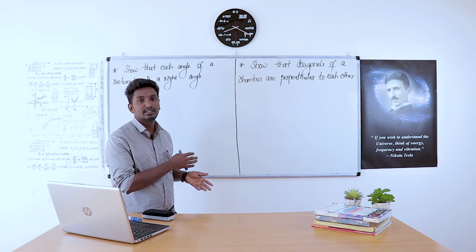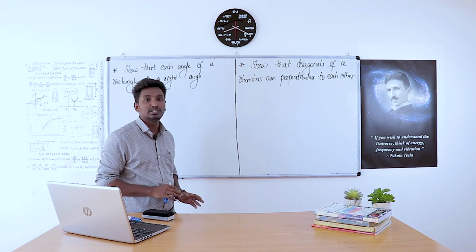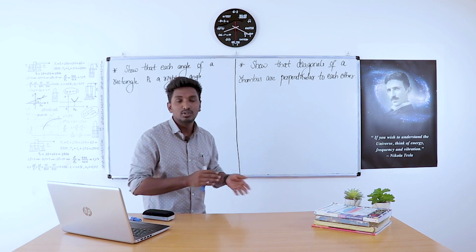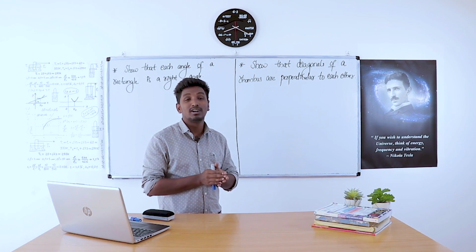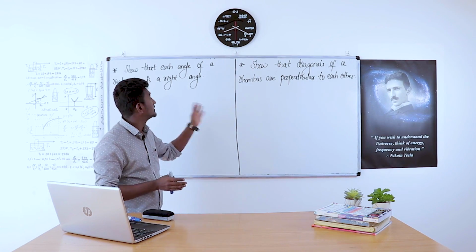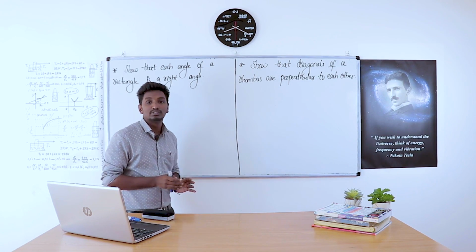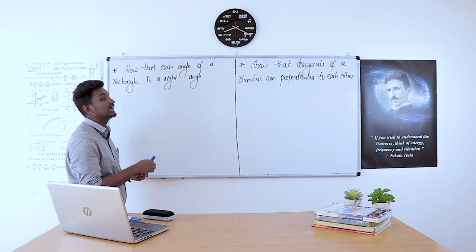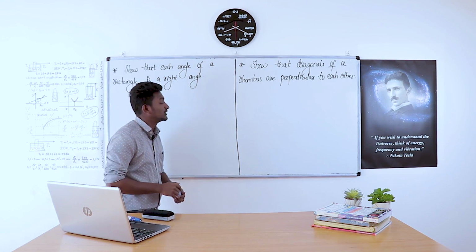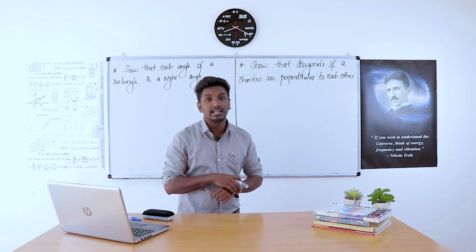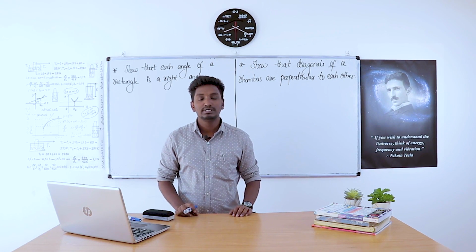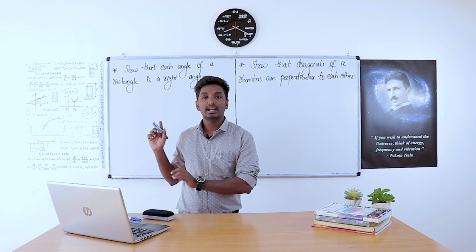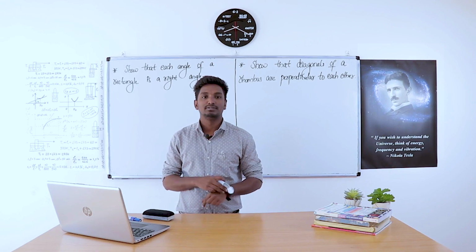We already studied 7 theorems related to the properties of a parallelogram, and before studying the theorems, we went through some properties of quadrilaterals. Based on what we have studied, we can now solve some problems. First question: show that each angle of a rectangle is a right angle. So this is a proof based question. That means the condition in the question has to be proved by ourselves.